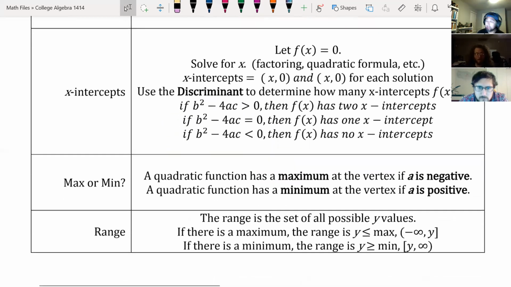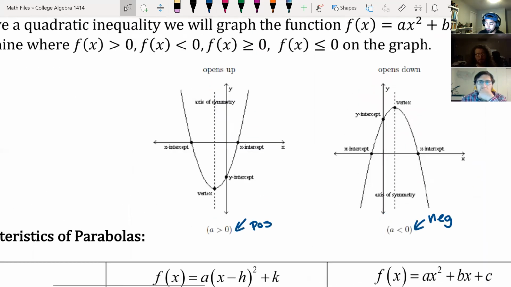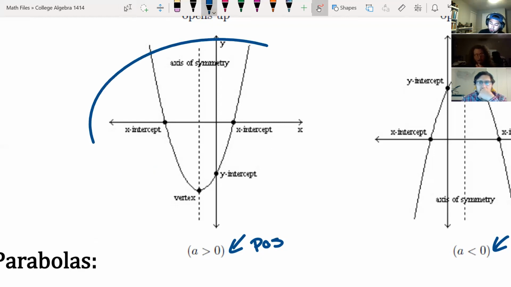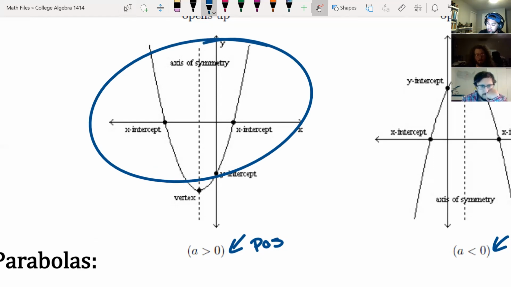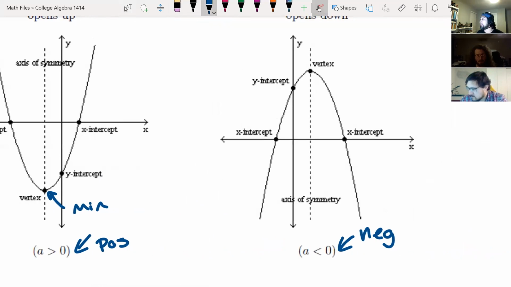Okay. Max or min. So let's go back and look at these graphs. You guys remember maximums and minimums. If you have a minimum, well, then you have a low point on the graph. So if your parabola opens up, this means that the vertex is also the minimum. It is the lowest point on the graph. And if your parabola opens down, this means that your vertex is a max. Okay, so that's for max and mins.